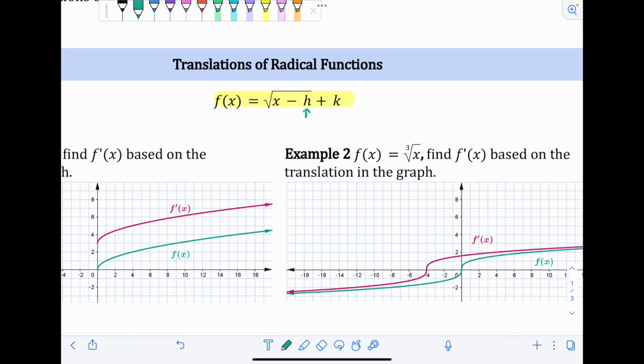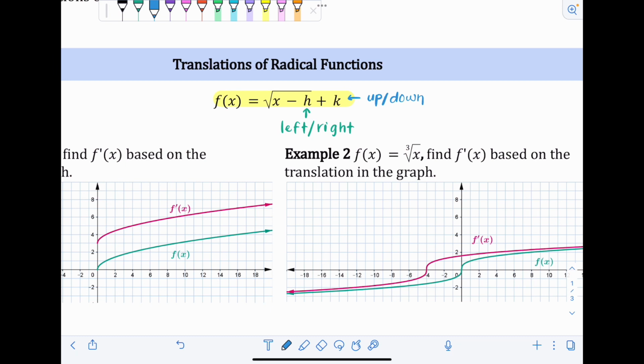It's important to know that h tells you how far you go left or right. So if h is positive, you would go right. If h is negative, you would go left, since that's the negative direction in terms of left or right. And then k tells you how far you would go up or down.